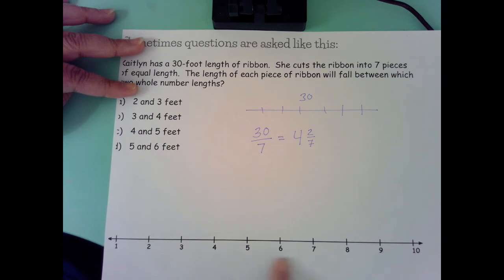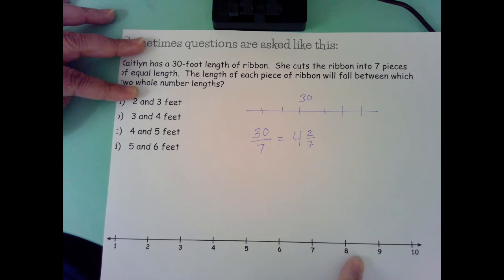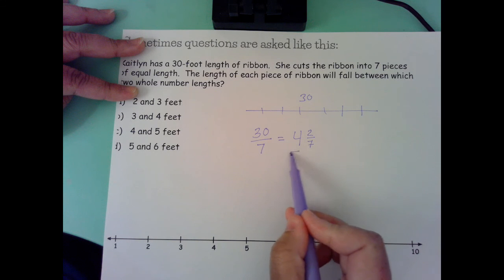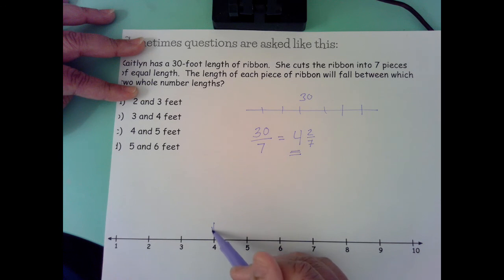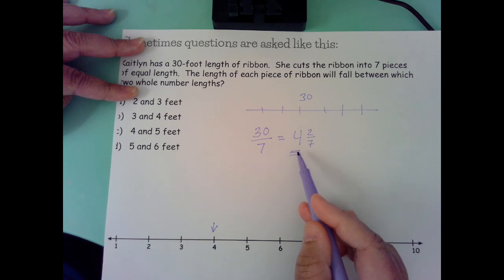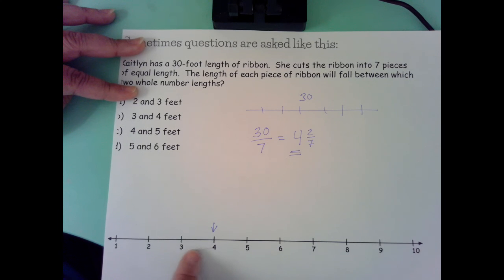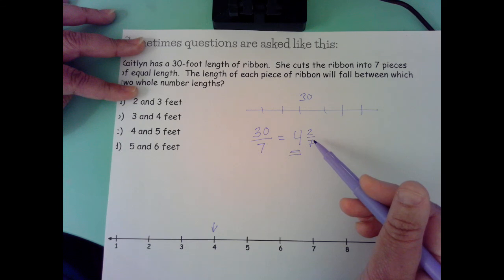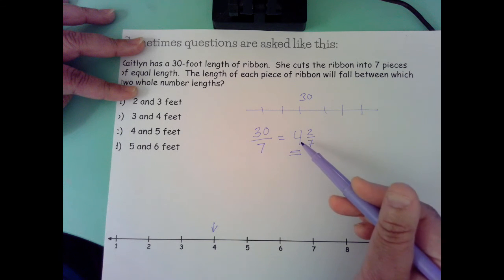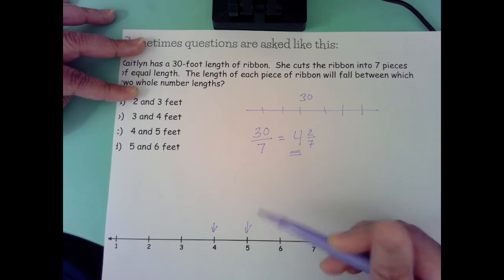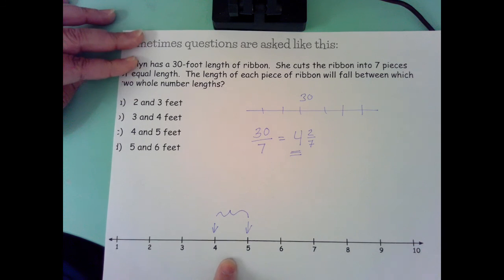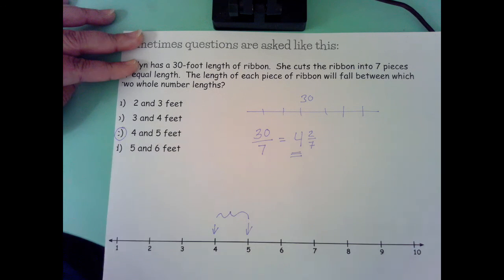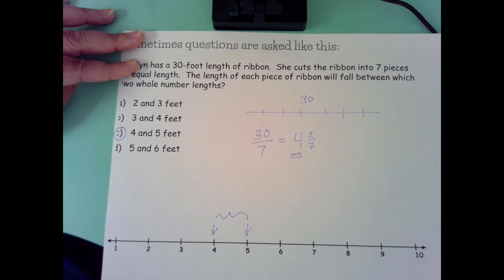Now, where on the number line does 4 and 2/7 fall? Well, we know already that it's bigger than 4 because that's our whole number. It can't be smaller because anything smaller would be 3 and something, so it's bigger than 4. And it doesn't quite get to 5 because otherwise this would be a 5. So 4 and 2/7 is somewhere between 4 and 5. So your answer is going to be C, 4 and 5 feet.